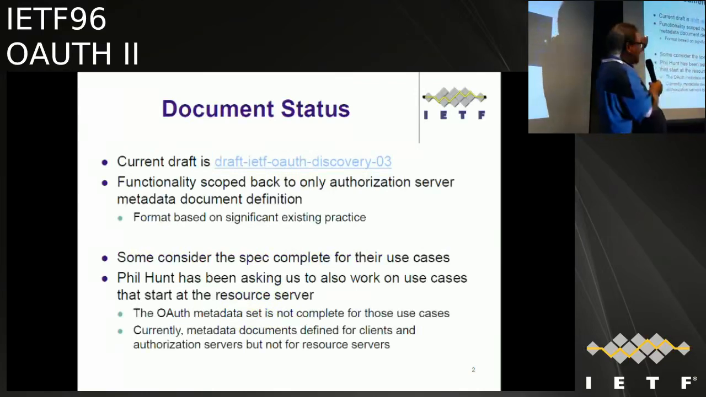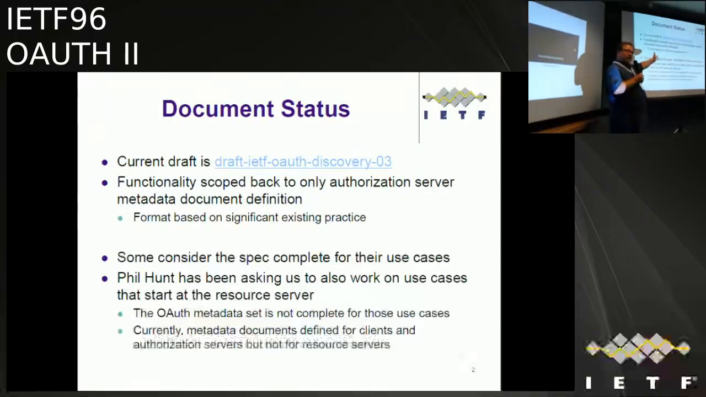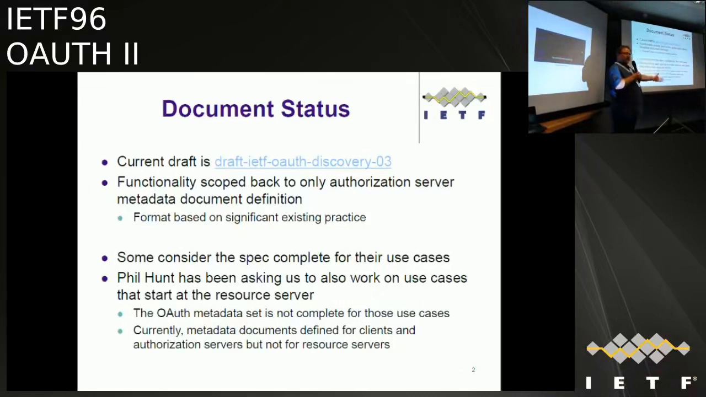So, document status. The current draft is 03. In the course of the lifetime of the document, you all probably remember that we removed all the material about discovery and left only the metadata, which is the result of discovering information about an authorization server. The format of the data structure was based on a bunch of existing practice. So my co-authors and I were trying to just standardize what was already being done.